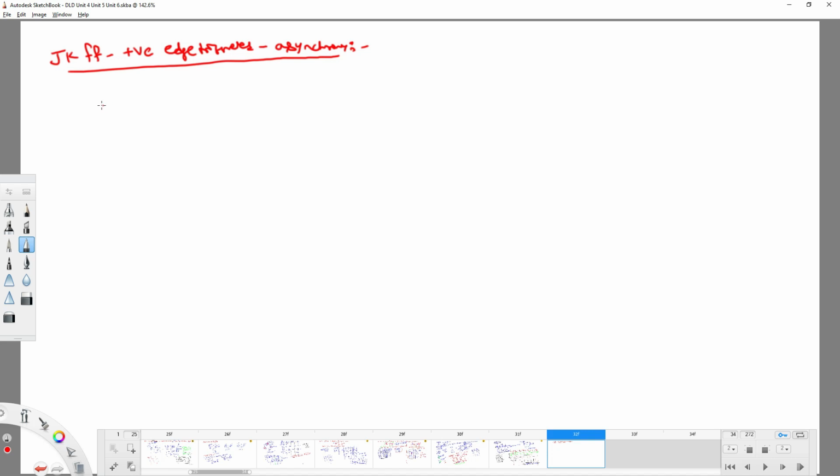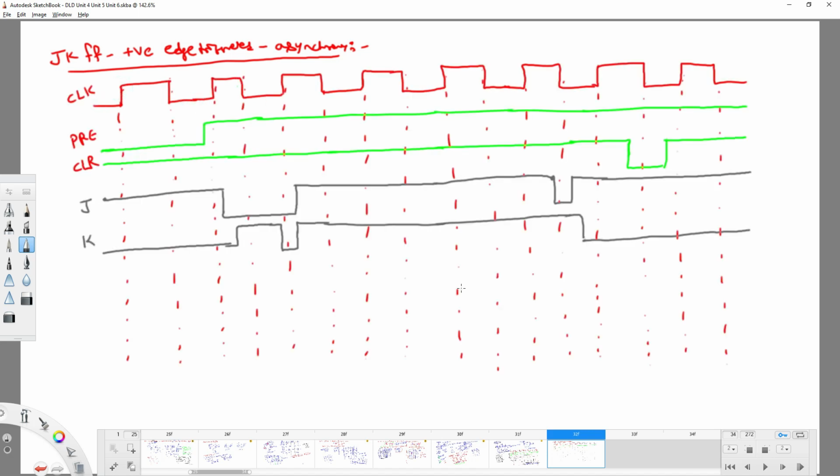So if I try to take the clock signal, this is what clock they have given. So we are trying to say that this is the timing diagram for JK Flip-Flop positive edge triggered. Wherever positive edge is there, your output may change, so you have to take care of this. That's why I am making some arrow mark here. And that too, it is asynchronous.